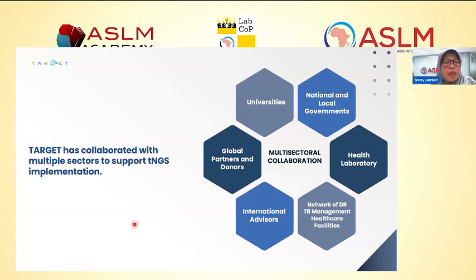So the first time we implemented this project, we collaborated with multiple sectors to support tNGS. First, of course, we have the donors, we have international advisors, and then we have a network of drug-resistant TB management. We have the laboratory, and we also have the engagement with the national TB program and also the academicians.